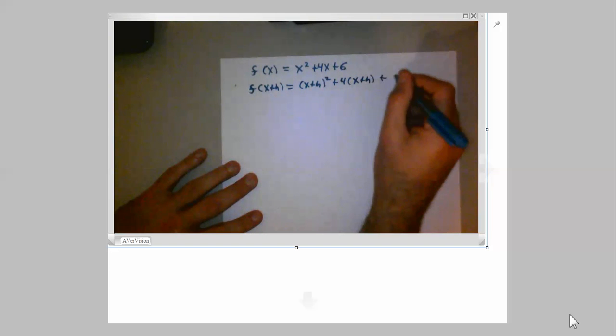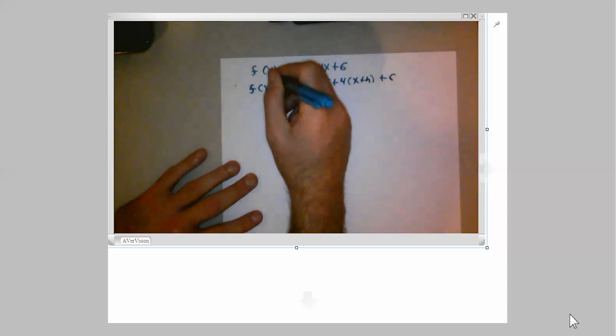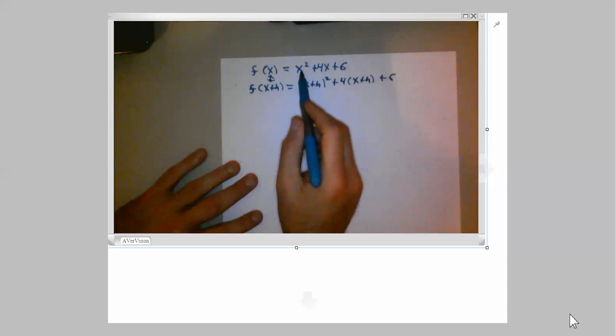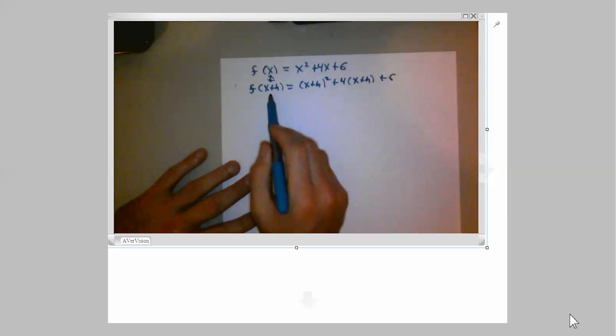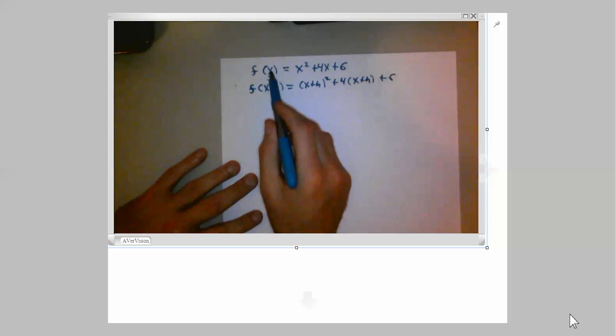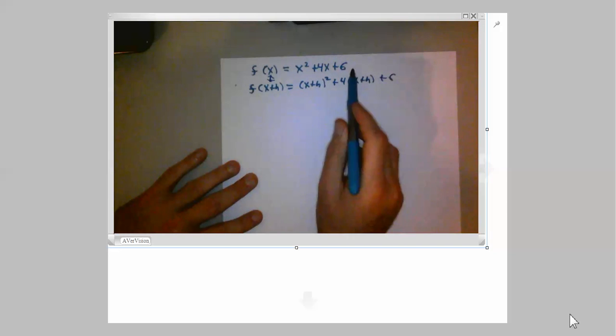plus 6. So why did I do that? Same thing with function composition. Here I'm swapping the x with x plus h. So here I have an x squared. Here I have an x plus h squared because I'm using x plus h. Here I have a 4 times x. Here, because I'm swapping x with x plus h, I have a 4 times x plus h. There's no x's here, so these are just 6's.